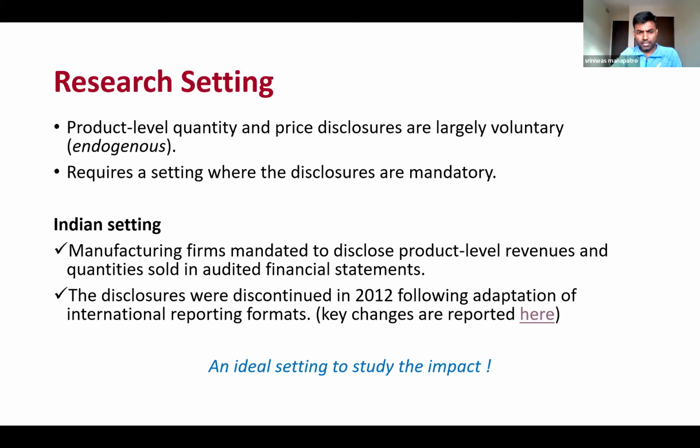That's where the Indian setting helps. In Indian accounting standards, manufacturing firms were mandated to disclose product level revenues and quantity sold, audited information, as part of their audited financial statements and annual reports. This disclosure was there up till 2011, and from 2012 onwards, these disclosures were discontinued. Why were they discontinued? India was trying to move towards adoption of IFRS in the future. As part of the IFRS reporting format, there was no need for this, and they stopped disclosing it. So this setting allows us to examine what exactly is the information content in these disclosures and whether this information is value relevant or not.